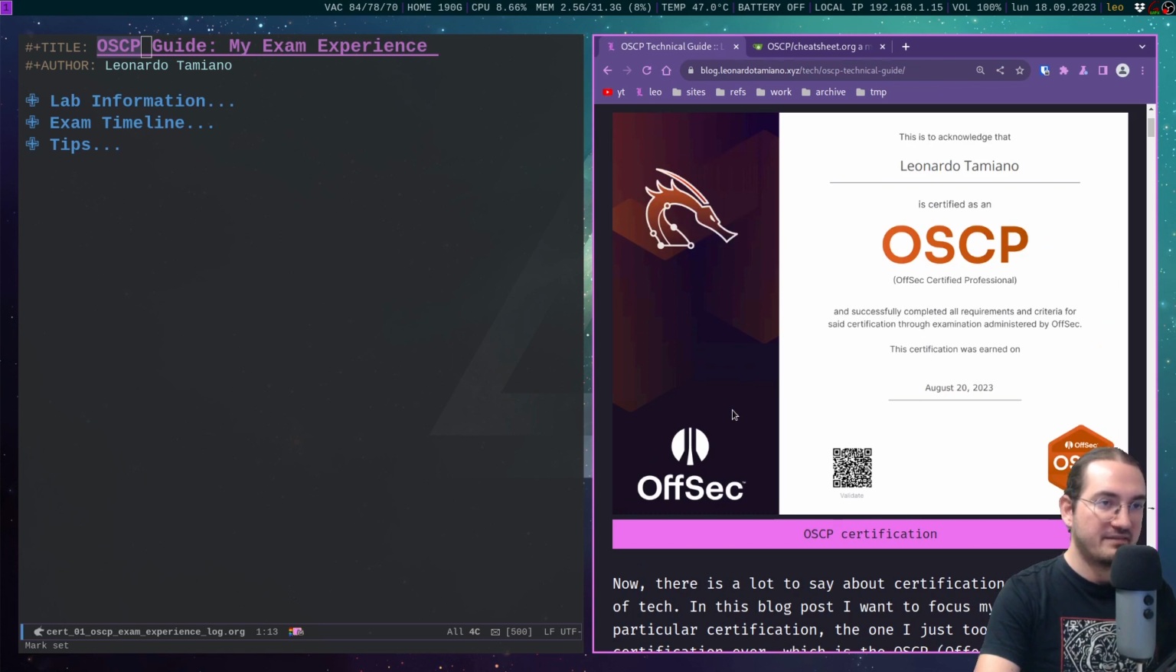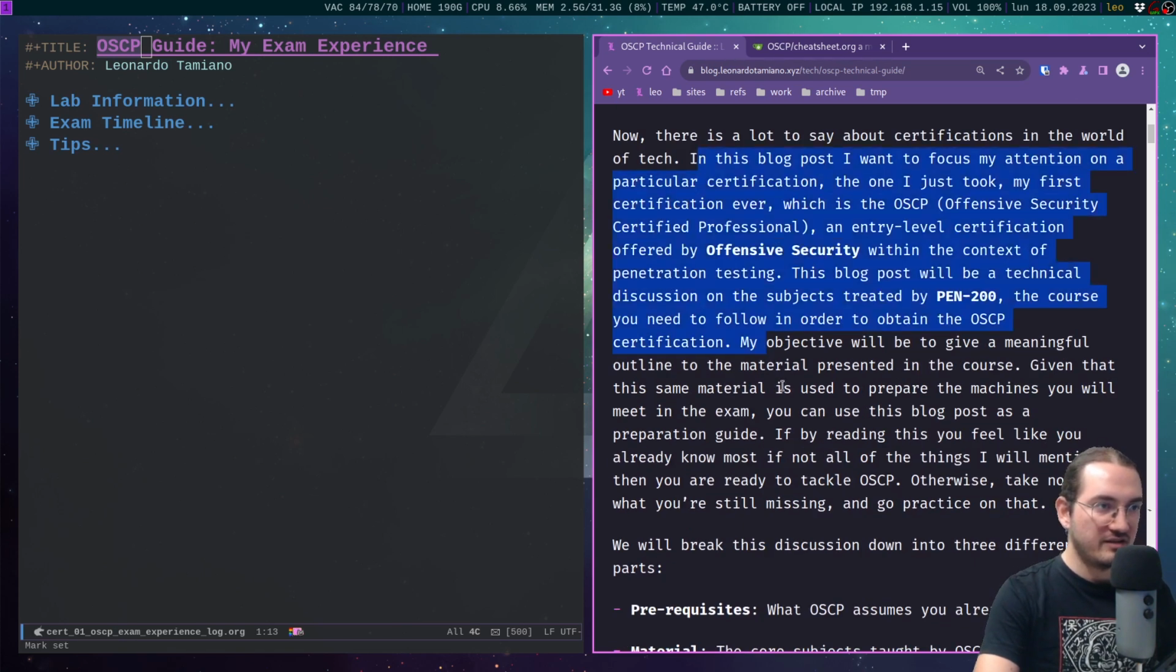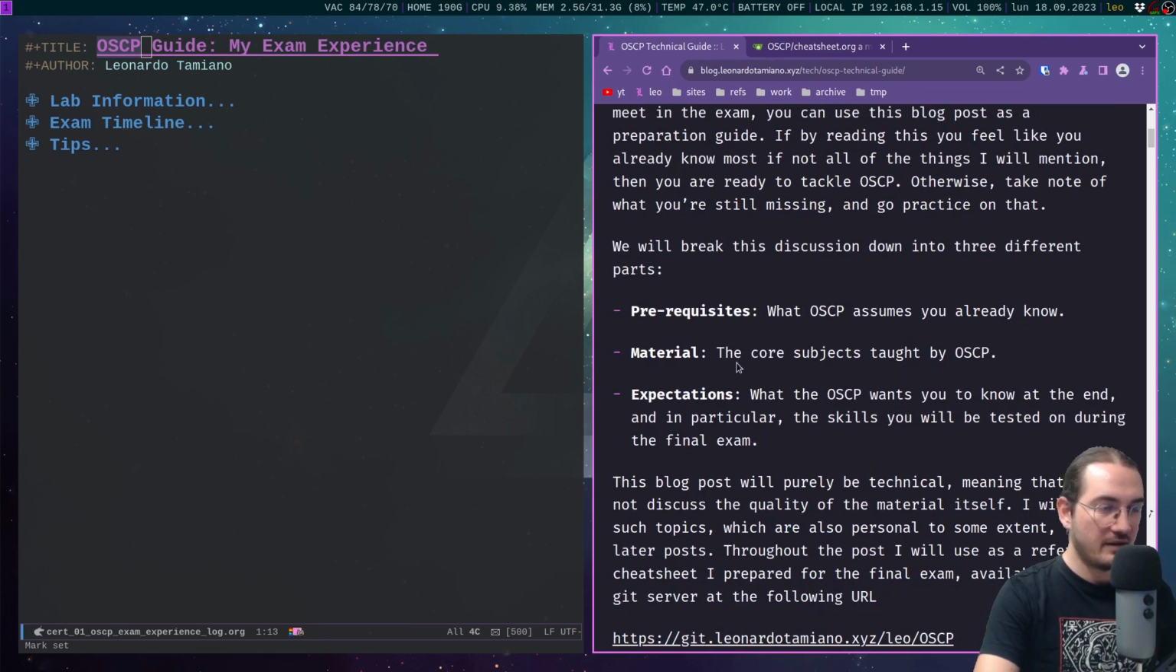In this blog post, I go over all the content and all the tips that I can think of with respect to passing OSCP, and in particular, I focus on the material that OSCP is trying to teach you. So in this blog post, you can find anything. I break down the discussion into 3 different parts. The first part is about prerequisites, which is what OSCP assumes you already know to start taking and studying for this certification.